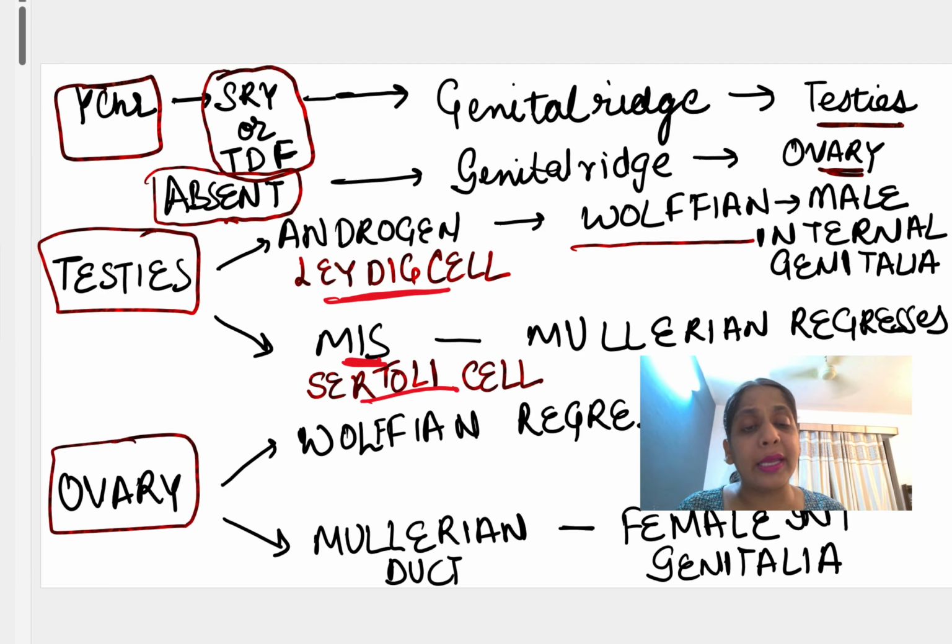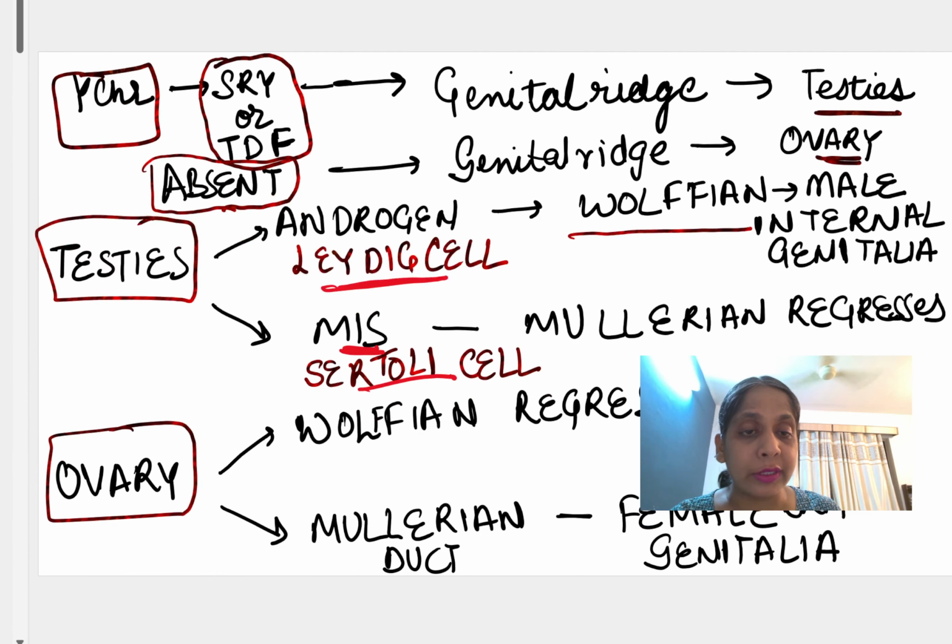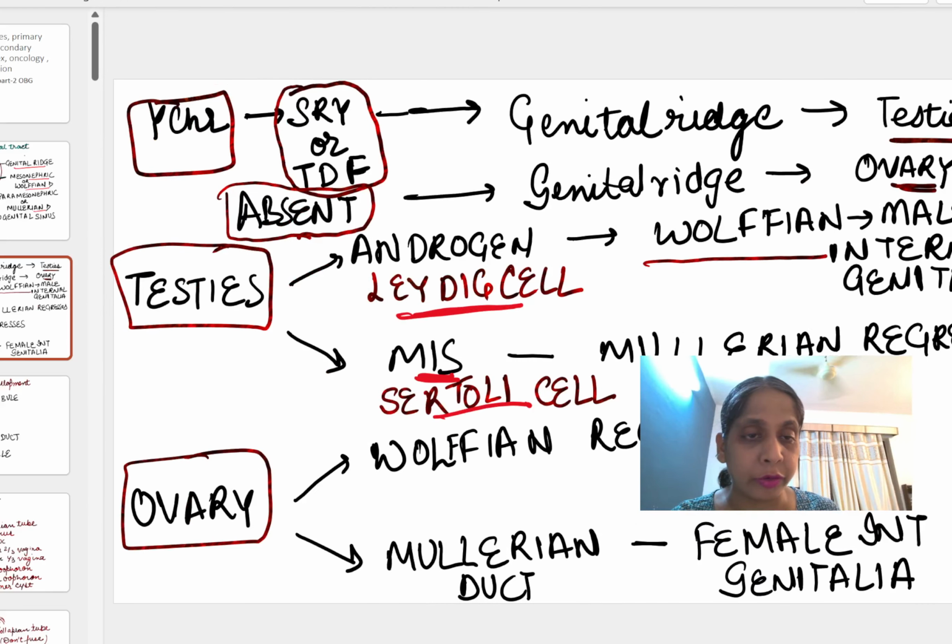MIS is Mullerian inhibiting substance, or sometimes we also say MIH, Mullerian inhibiting hormone, and we also say AMH, anti-Mullerian hormone. These are all the names of MIS. The function of all this is that it regresses the Mullerian duct. So I think now it is clear to you what is happening.